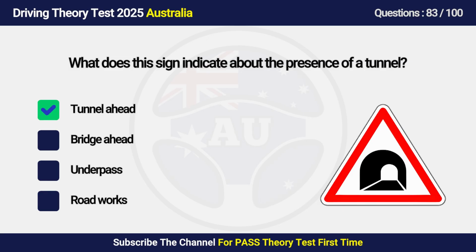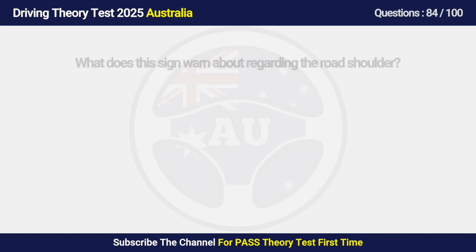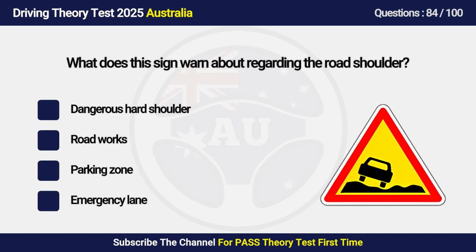Answers is A. Tunnel ahead. This warning sign indicates a tunnel ahead. Drivers should turn on their headlights, remove sunglasses, and be aware of potential changes in light and air quality when entering a tunnel. Question 84. What does this sign warn about regarding the road shoulder?